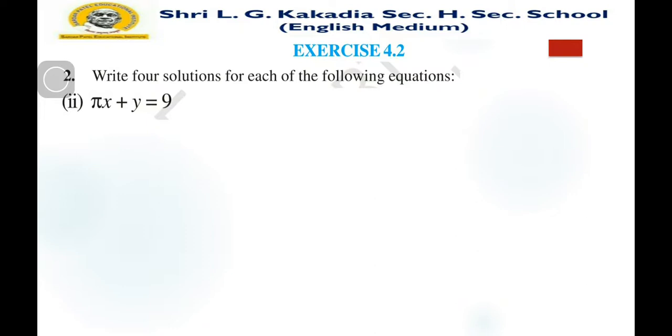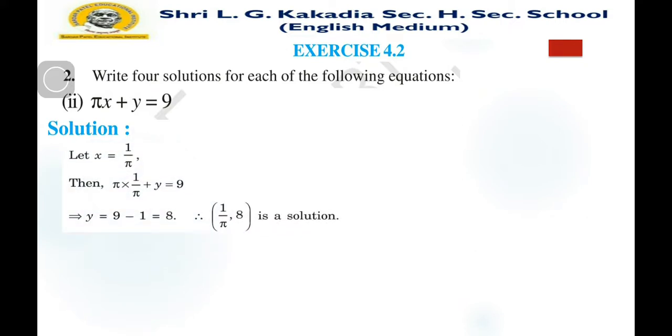Now we are going to take a value of x and we can find the value of y. If you put the value of x here, then we can find the value of y. The values of x and y are a solution of the given linear equation. So, solution: let x is equal to 1 over pi. Why have we taken 1 over pi? Because if we put 1 over pi for x in this equation, then pi will be cancelled.